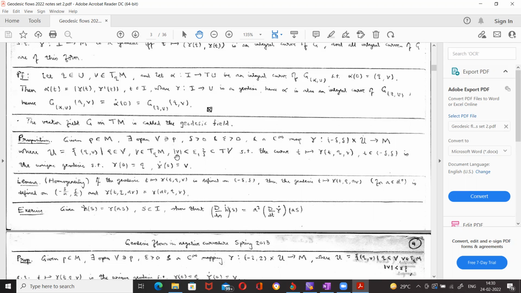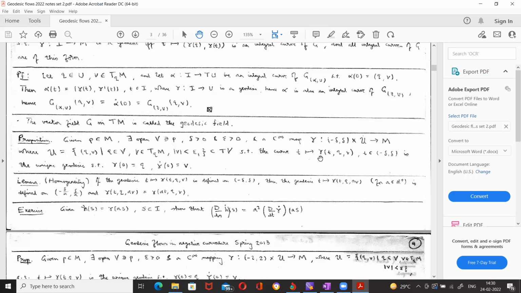Yes, this is okay. Any questions? Okay, so this neighborhood script U, think of this as a neighborhood of the point (P, 0) in the tangent bundle, right? So the local existence uniqueness theorem tells you that in a neighborhood of (P, 0), we will have unique integral curves of the geodesic vector field defined for time t. So that will give us this map. Is it clear?